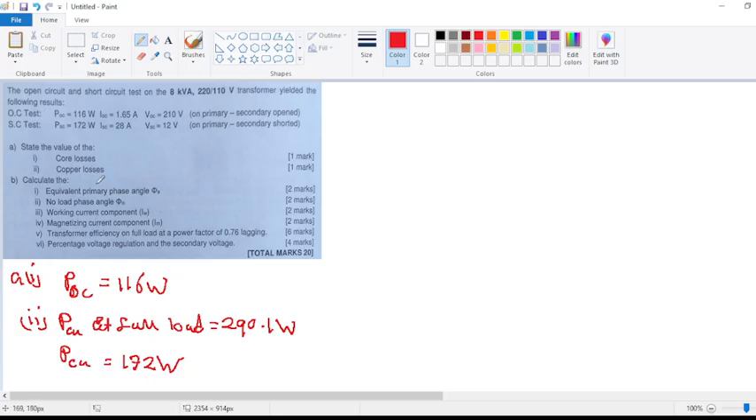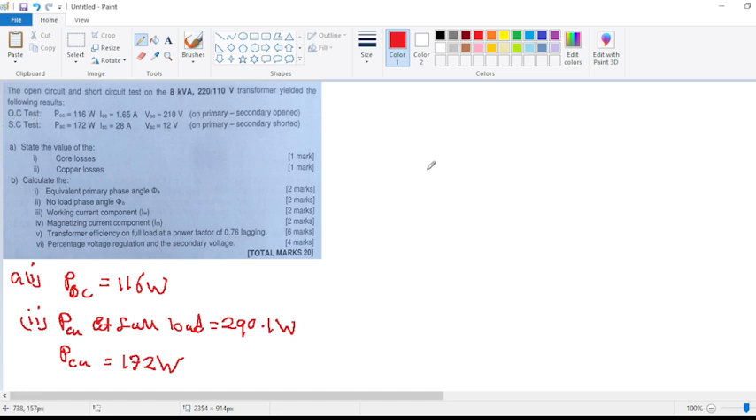So this has to be done from the short circuit test side. This is where the testing has to be done. For us to calculate the equivalent primary phase angle, we have to do the testing here. This is where our answer has to come from.